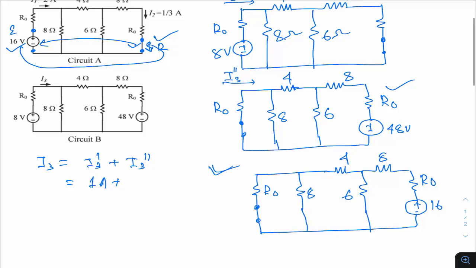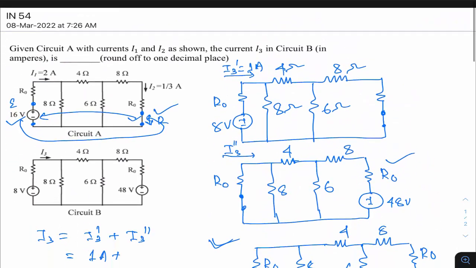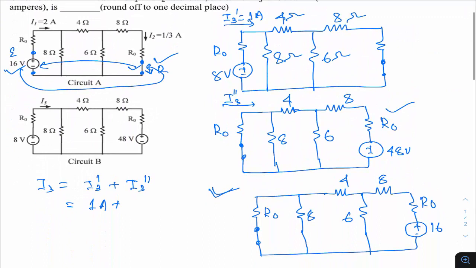Now, what is the consequence? If this 16 volt is resulting in this current being 1 by 3, and you bring this 16 here, then the current in this path will be 1 by 3. That's what it means: if this voltage is 16, the response is 1 by 3. Then if you bring this 16 here, the current in this path will be 1 by 3. That's what the reciprocity theorem is.